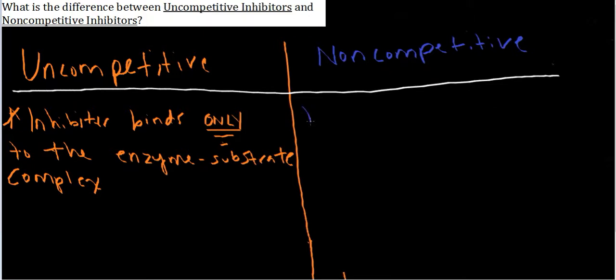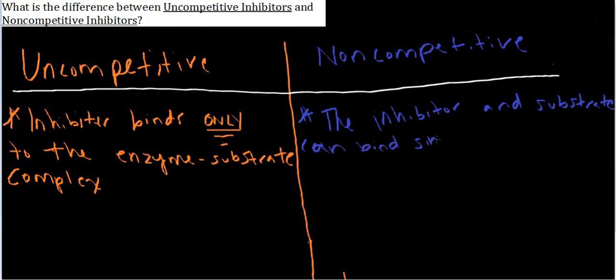So with non-competitive inhibition, the inhibitor and substrate can bind simultaneously. Okay, so as you can see, that's a difference in itself. With an uncompetitive inhibitor, the inhibitor binds only to the enzyme substrate complex. That's what's occurring with uncompetitive. With non-competitive, the inhibitor and substrate can bind simultaneously.